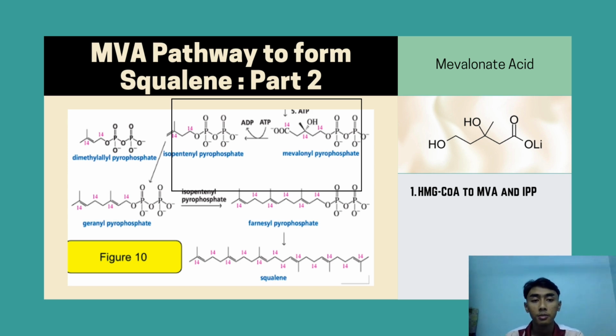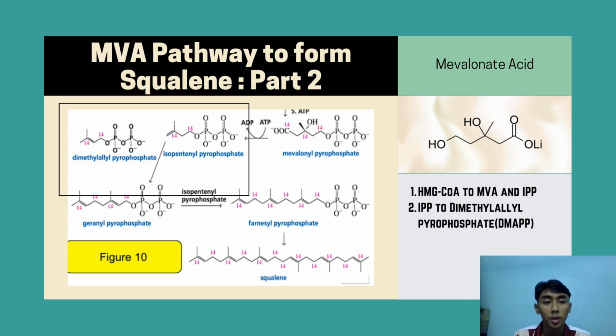Then this mevalonate 5-phosphate is further phosphorylated by phosphomevalonate kinase with ATP to form mevalonate 5-pyrophosphate. And mevalonate 5-pyrophosphate decarboxylase converts mevalonate 5-pyrophosphate into isopentenyl pyrophosphate, or IPP, with the release of phosphate and carbon dioxide.